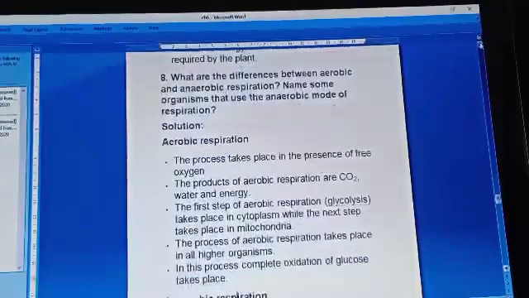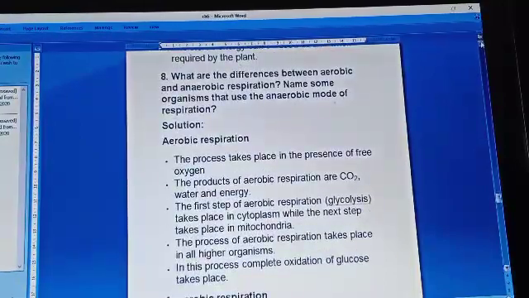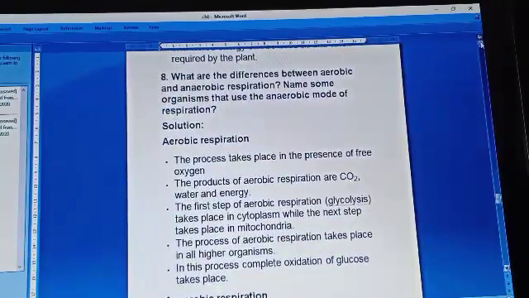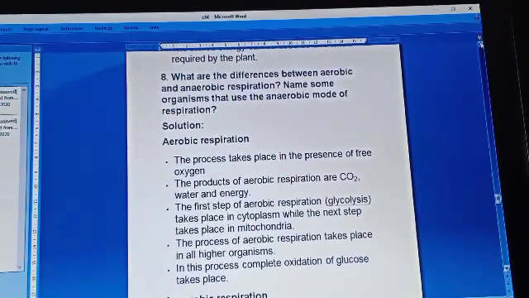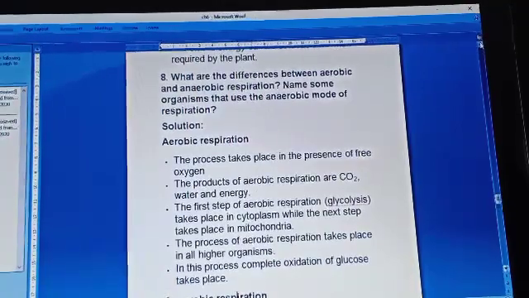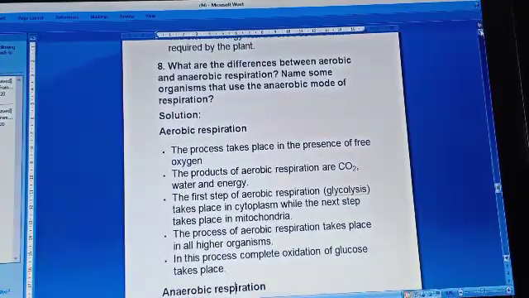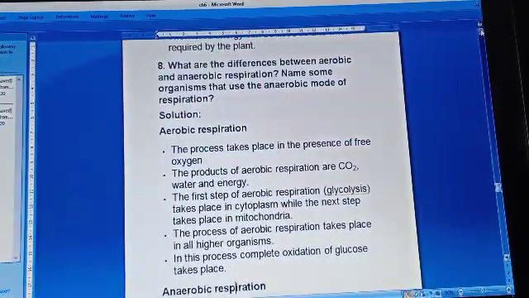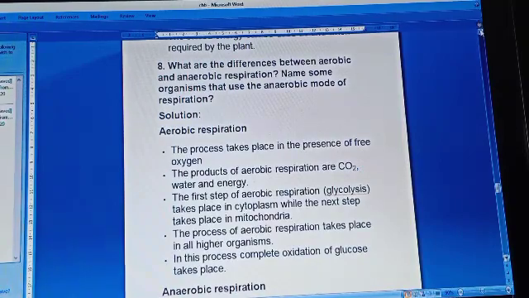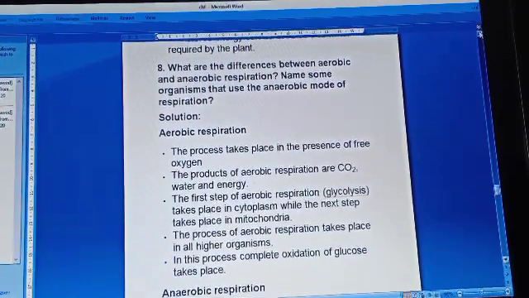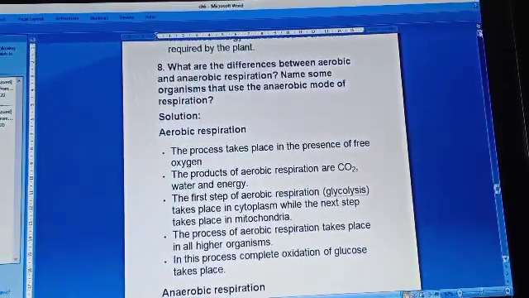Now let's see the next question. What are the differences between aerobic and anaerobic respiration? Name some organisms that use the anaerobic mode of nutrition. In that you just write down the equation, the difference between the aerobic and the anaerobic, and we have to write down an example of it.